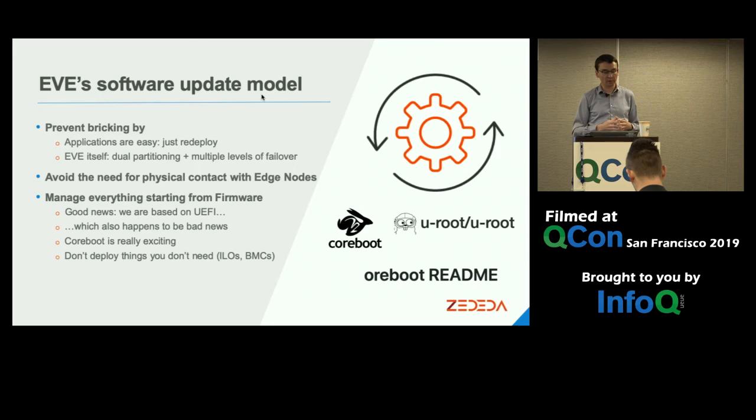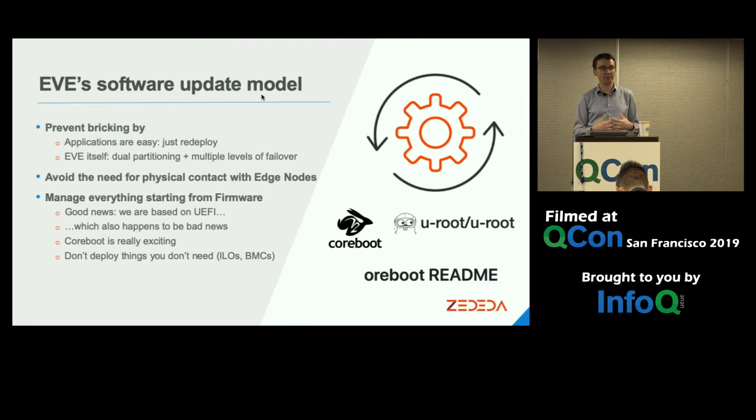EVE's software update model is super easy for applications. It's your traditional cloud-native deployment. You just push to the cloud, and the application happens to run. If you don't like it, you push the next version. You can do canary deployment. You can do all of the stuff that you expect to see from something like Kubernetes.